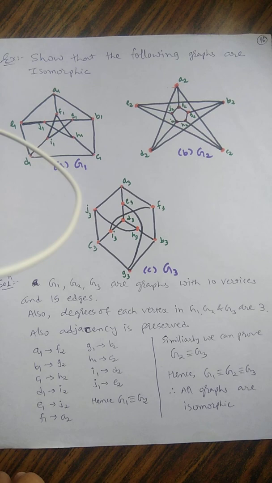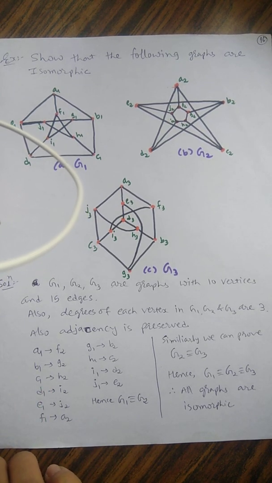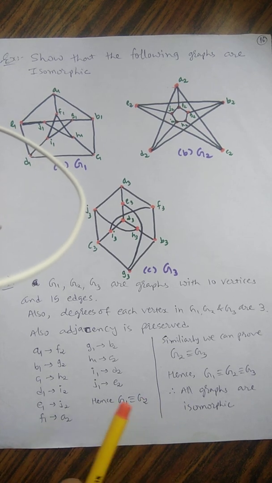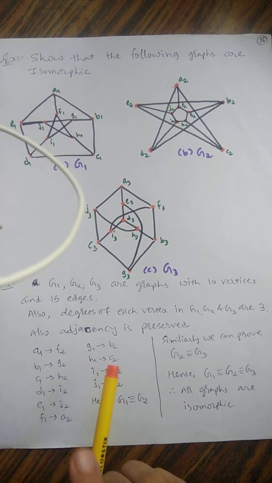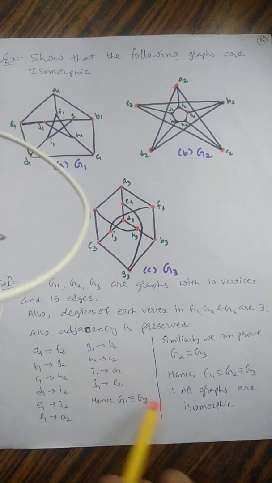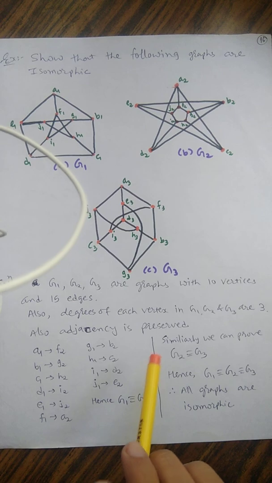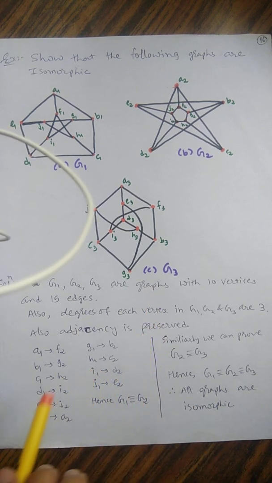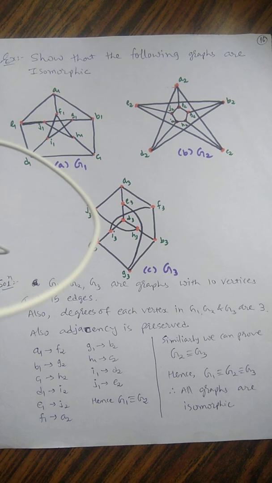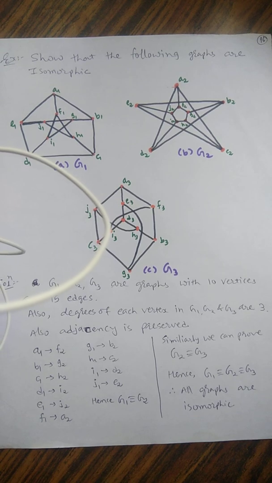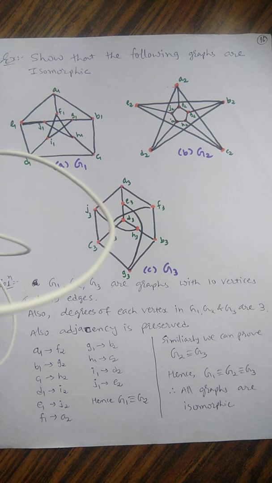Similarly, this is a task for you. You have to see whether G2 and G3 are connected with each other. So first three conditions are already satisfied. So we have to just check the last one, the adjacency preservation. That is this part you have to check: whether G2 and G3 are connected or not. Now you can check for that. Okay. So this is a task for you.